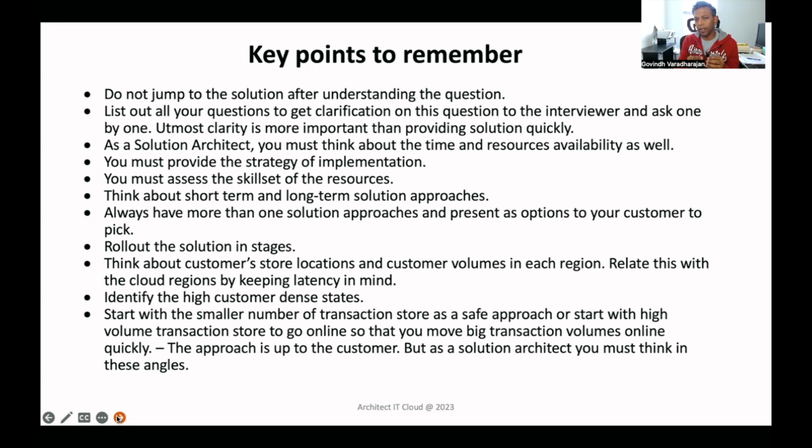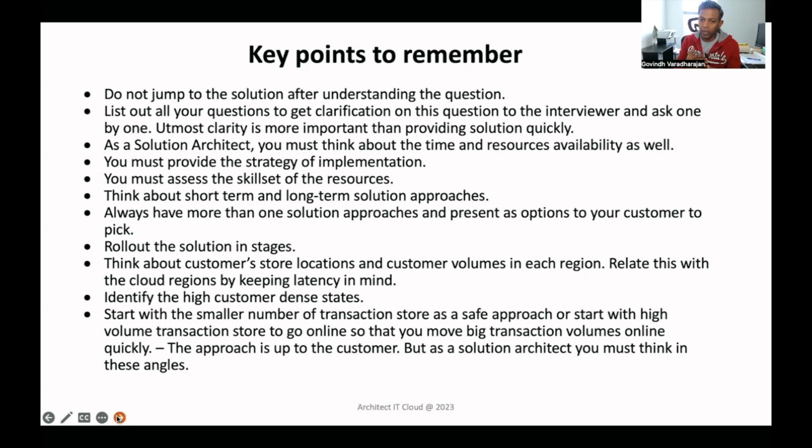So certain things can be done in a very short time. Suppose your application is a cloud native application, or it is just a lift and shift, then you don't need to plan a long term solution, just lift and shift and continue working on the existing application. And some applications may need additional development work, so that is a long term solution approach.